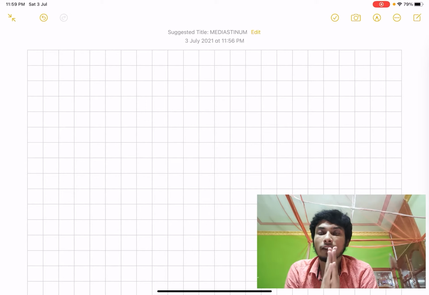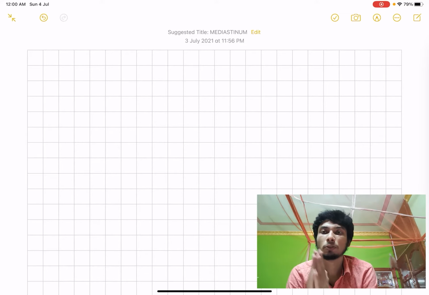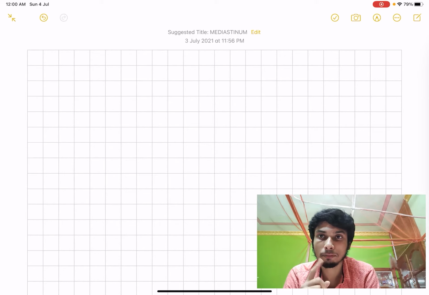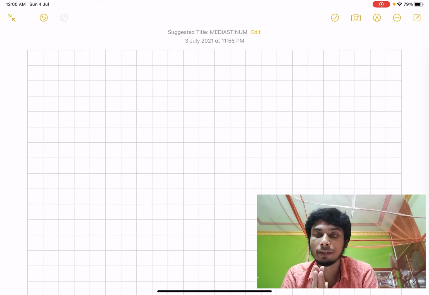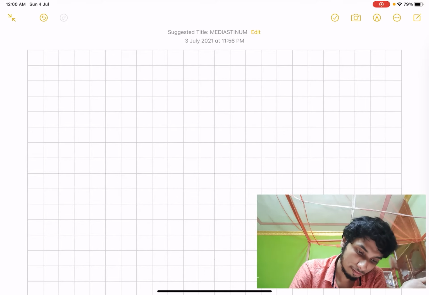Okay, start. Today we are going to study about mediastinum. What is mediastinum? Mediastinum literally means middle septum. So mediastinum is the median septum. Look, median, not medial. Median septum of thoracic cavity enclosed between left pleural sac and right pleural sac. Okay, so let me write it down.